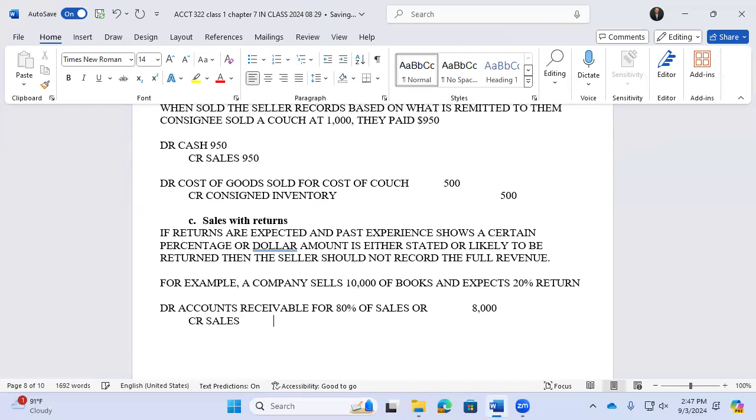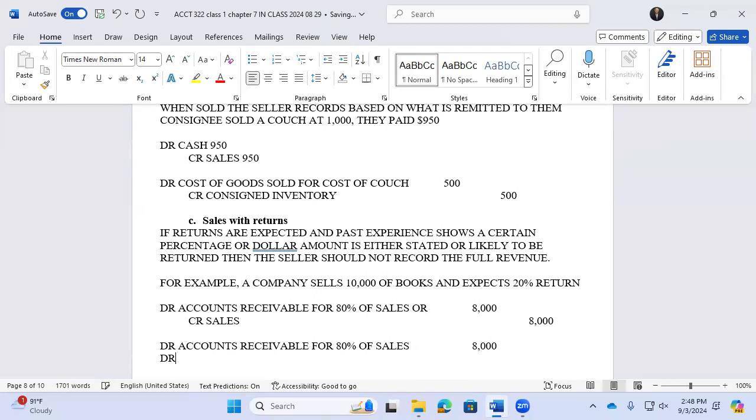And then they credit sales for 8,000. Now, there are other types that you can do here. So you could do a debit for accounts receivable. And then again, this would be for 80% of sales. And so this would be 8,000.